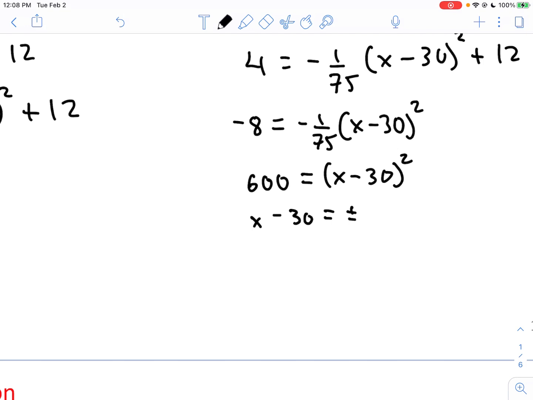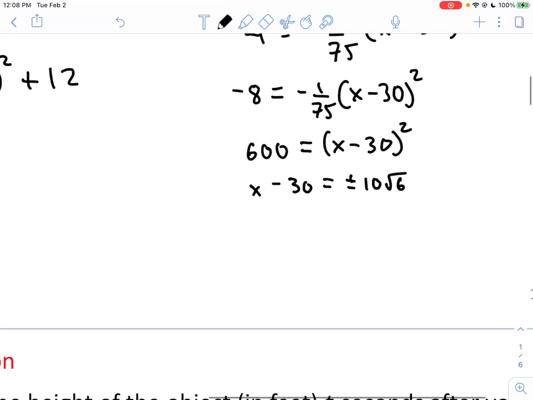And 600 could be written as 100 times 6, and 100, you can take the square root of it. So 10 radical 6. Or you can just say square root of 600. And then finally add, so we get 30 plus or minus 10 radical 6.